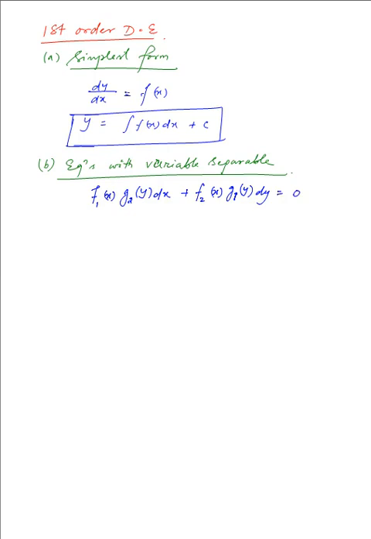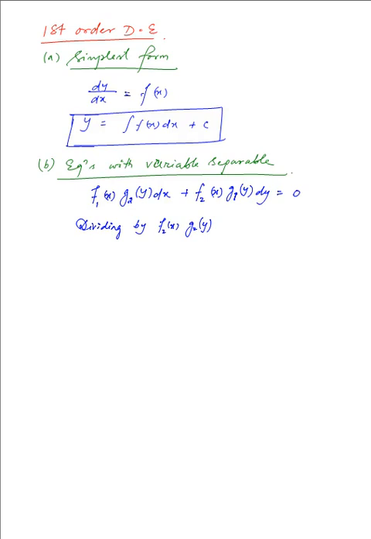Now how do we approach this? They are not the same terms, they are different functions obviously, but there is a form of repetition over here. So what we can do is divide this equation by f2(x) and g2(y).